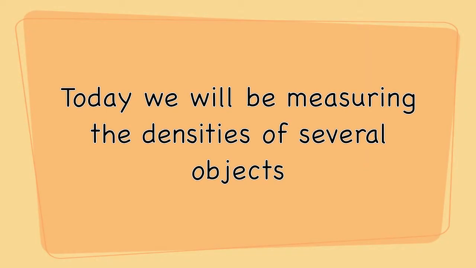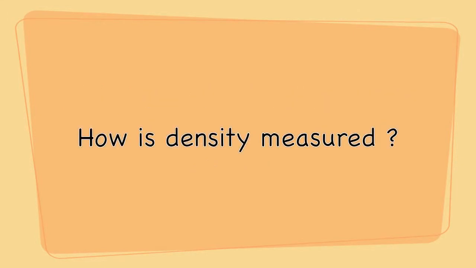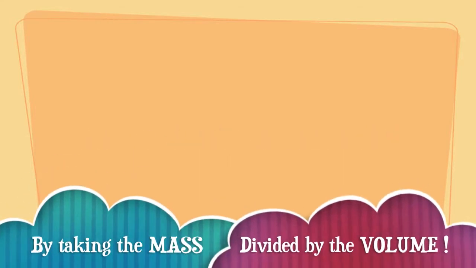Today we shall be measuring the density of several objects. So how is density measured? Density is measured by taking the total mass divided by the total volume of the object.